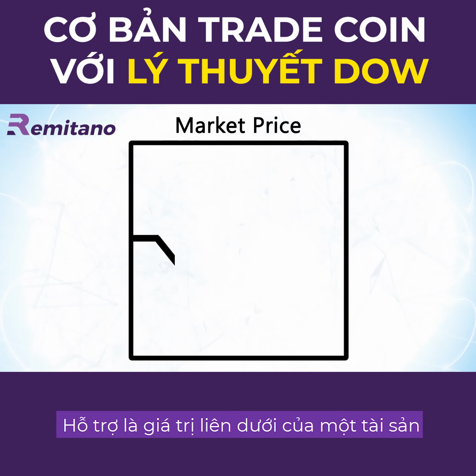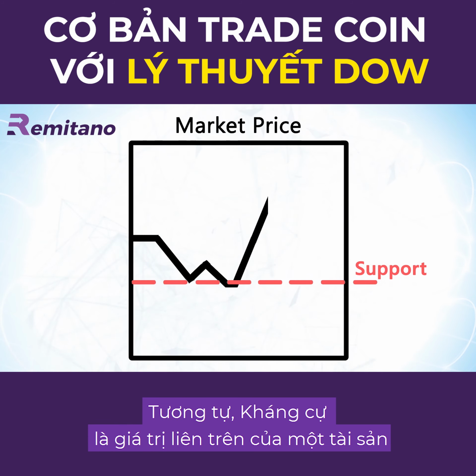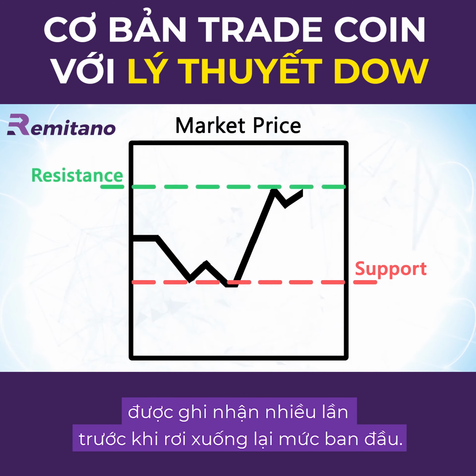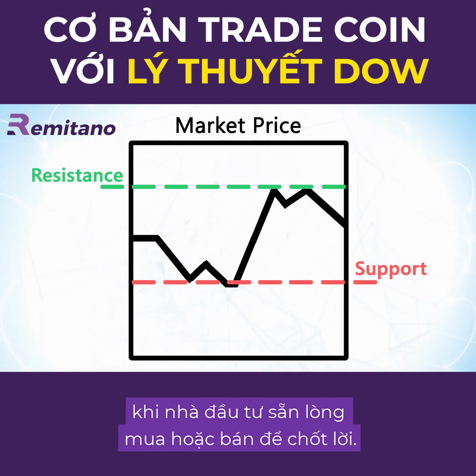Support is the low end of an asset's value that is often touched multiple times before bouncing up again. Similarly, resistance is the high end of the value that is hit before the price tends to fall back down. They basically represent a point where people see purchasing an asset as a bargain, and a point when people see selling an asset as beneficial.